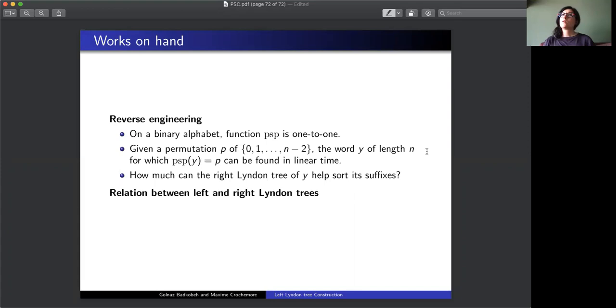Maybe I didn't understand, which permutation I obtain or the word I obtain? The set of permutations, can you characterize the set of permutations which are the prefix standard permutations of binary words? Right. Characterization, I don't know, but we can definitely verify whether it's a valid PSP, so whether there exists a word whose PSP coincides with your input. You have an algorithm, you mean? Yeah. Okay.